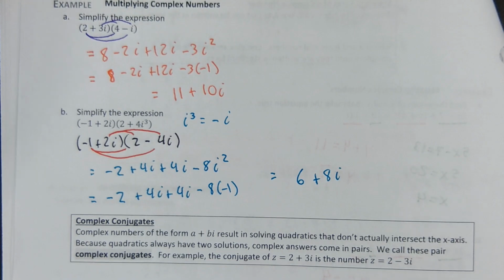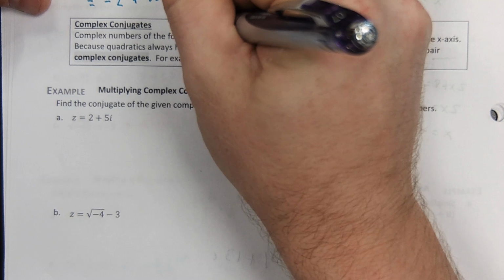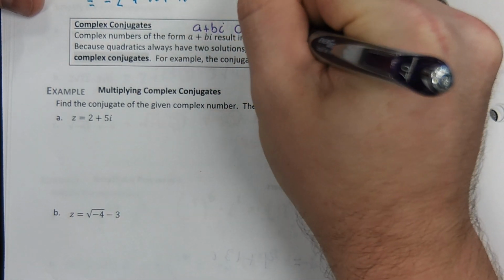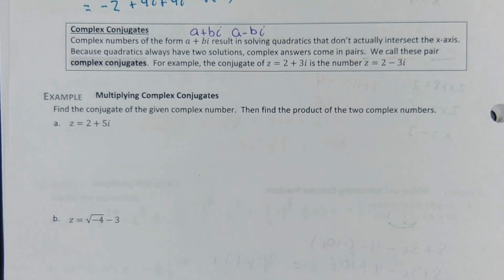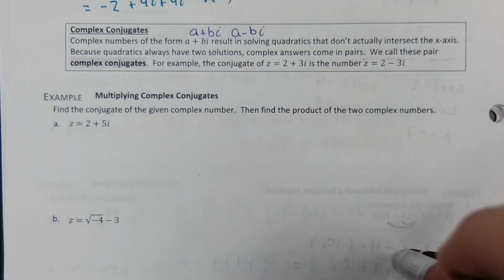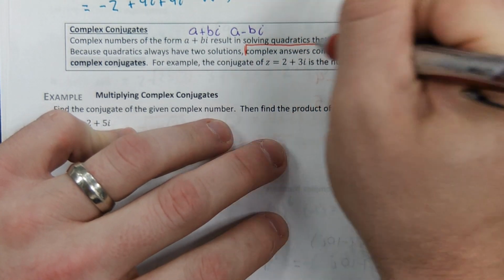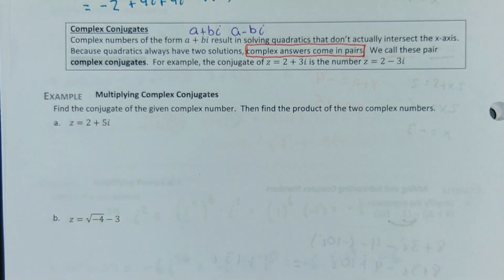Come back to today's notes. Talking about complex conjugates. Yesterday we talked about the standard form of a complex number is a plus bi. The conjugate of a plus bi is a minus bi. The reason why this is significant is because complex solutions to quadratics will always come in conjugate pairs. Complex answers to any polynomials will always come in conjugate pairs. We call them complex conjugates.